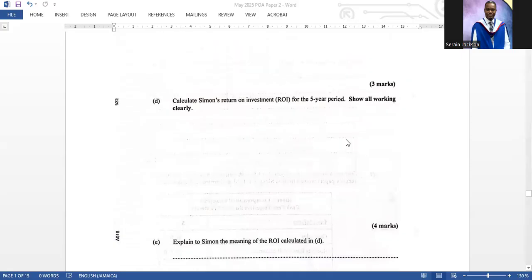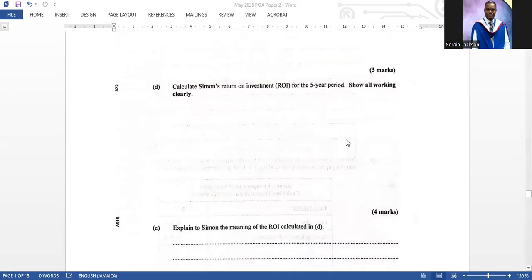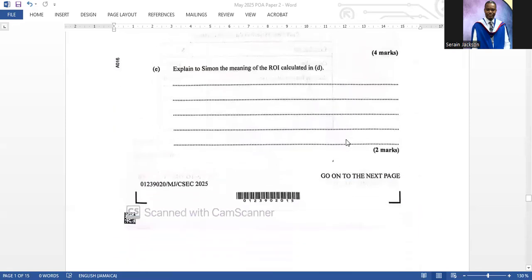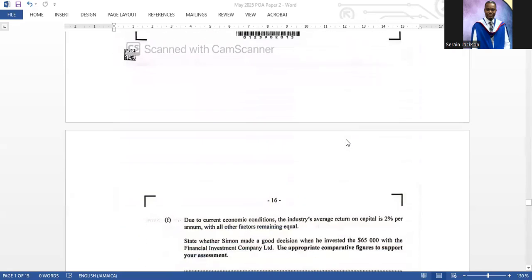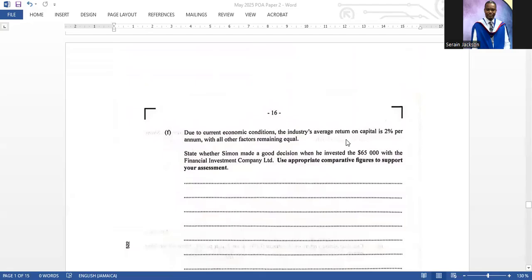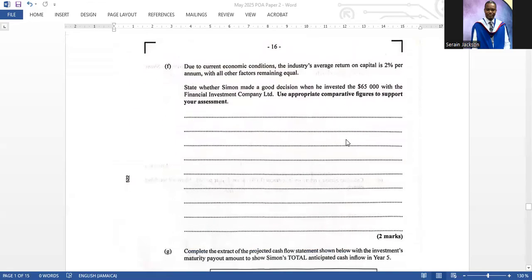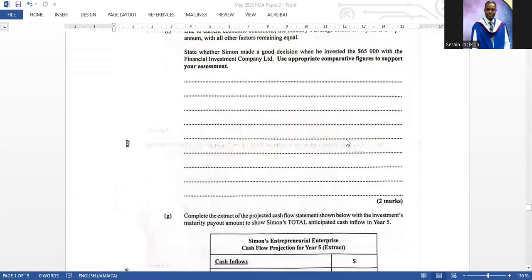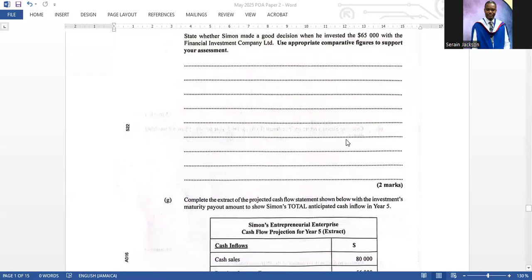Then now it moves into accounting ratio, where you're talking about the return on investment, and explain the meaning of return on investment. So if you would have looked at accounting ratios, then you would understand what that term is talking about. The last question is really still talking about the investment. You should talk about whether or not it was a good investment, yes or no.